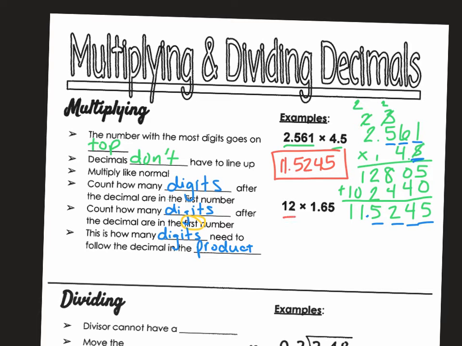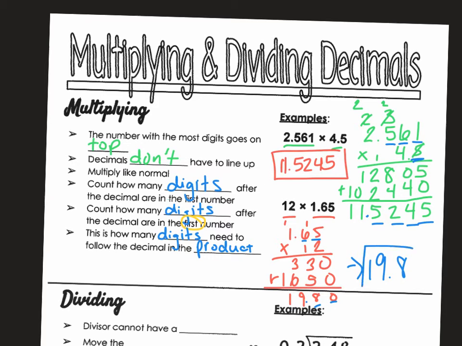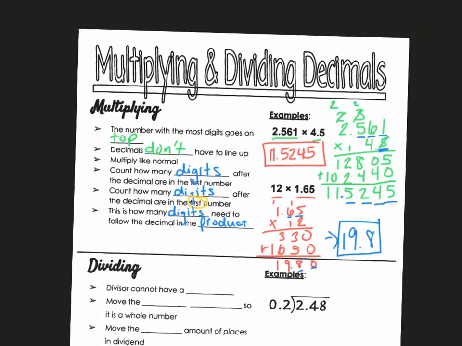Okay? Let's try the next one together. I have 2 digits here and 3 digits here. So the 1.65 is going to go on top. Line up all the way to the right. Multiply like normal. Then add. Count your decimals. We've got 2 here and none on the bottom. So 1, 2, decimal place. 19.8. Remember, when you have zeros that don't have anything after them and they're on the right side of the decimal, you don't have to write them at all. So 19.80 is the same thing as 19.8.